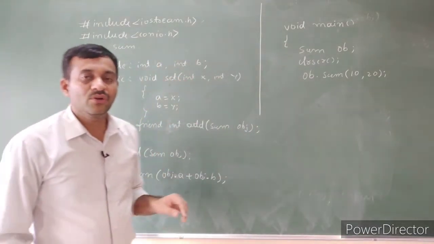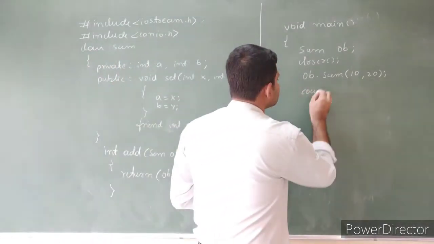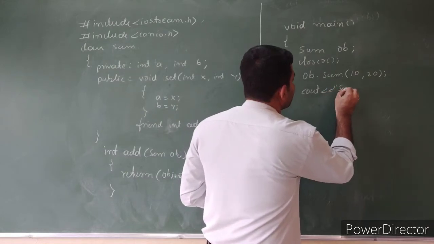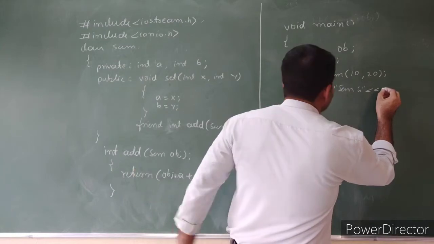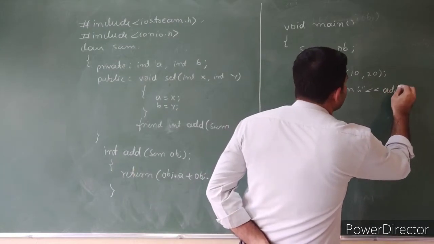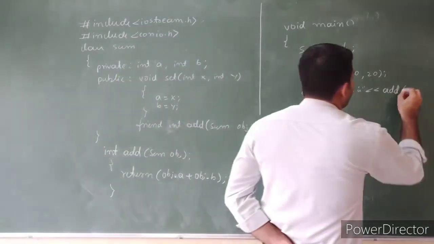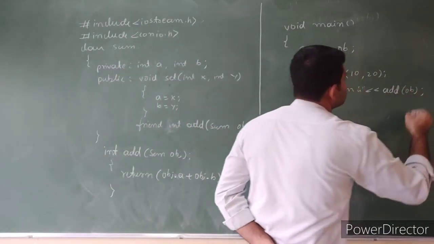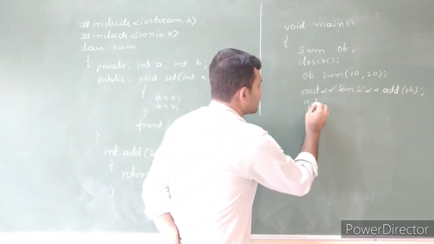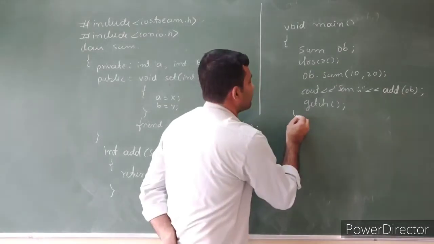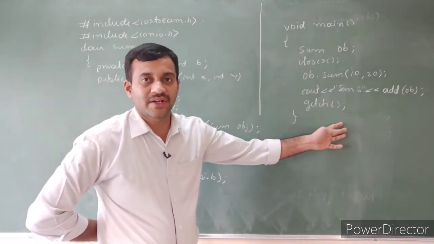The friend functions are invoked the same as a normal function. So inside the output statement, sum is, here we call the friend function, that is add, by passing the object, add of object, then getch. So this is the calling of the friend function.